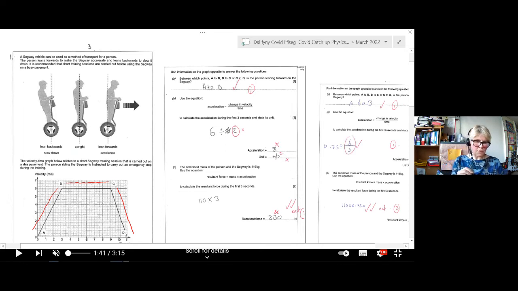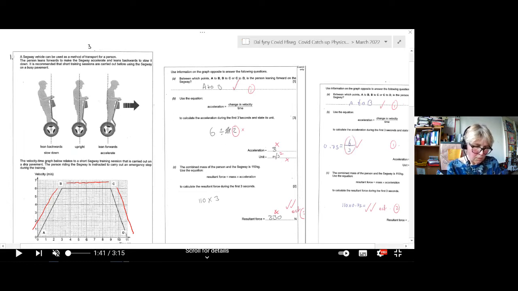So in a situation like this, where you've got an exam question, these are some of the common misconceptions that pupils have. I know it doesn't apply to forces, but we'll go through them. So here they've been asked to use the equation to work out the acceleration. So change in velocity is divided by time.